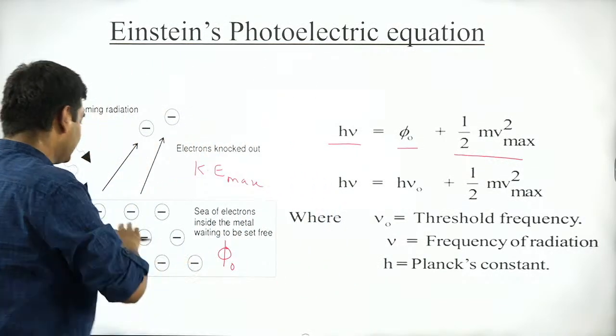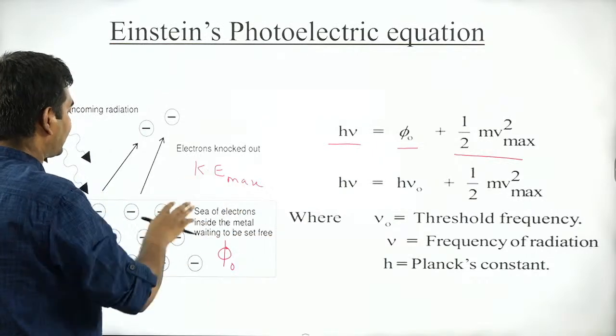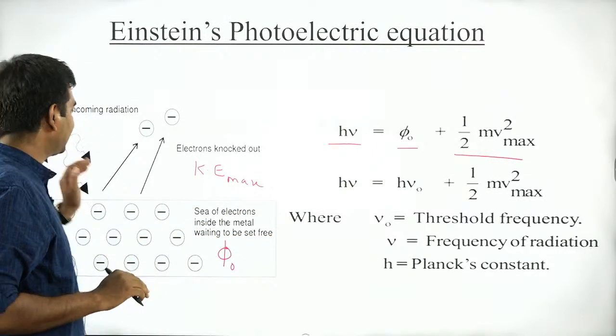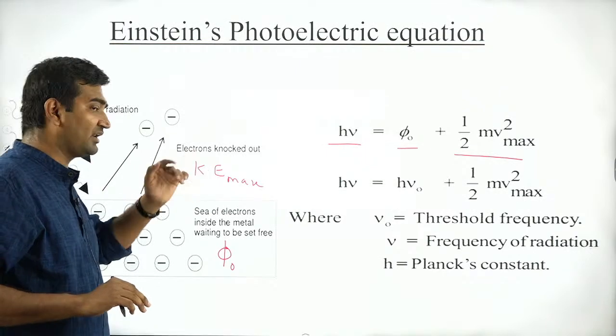So you just have to imagine that all these electrons are right now at the surface, and this radiation is provided on the surface. That is how we will call it Ke max.